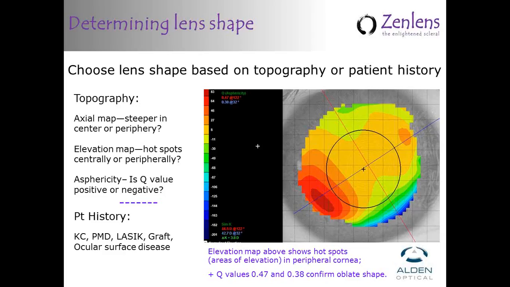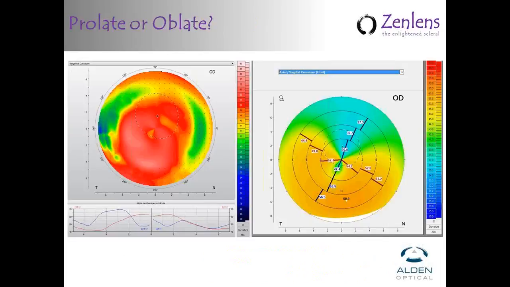Looking for hot spots on the elevation maps, kind of the same thing. Any areas outside of the center where you know you're going to need more space to get up and over that elevation, again, we're going to want to use the oblate series. Also looking at asphericity, eccentricity, how high of a rate or low of a rate is that, can be helpful. So even though corneal topography in a lot of cases we talk about it's not that crucial to scleral lens fitting, I think it's actually probably pretty crucial, at least in getting us off the ground with our initial lens selection with the Zenlens and knowing which series we want to fit.